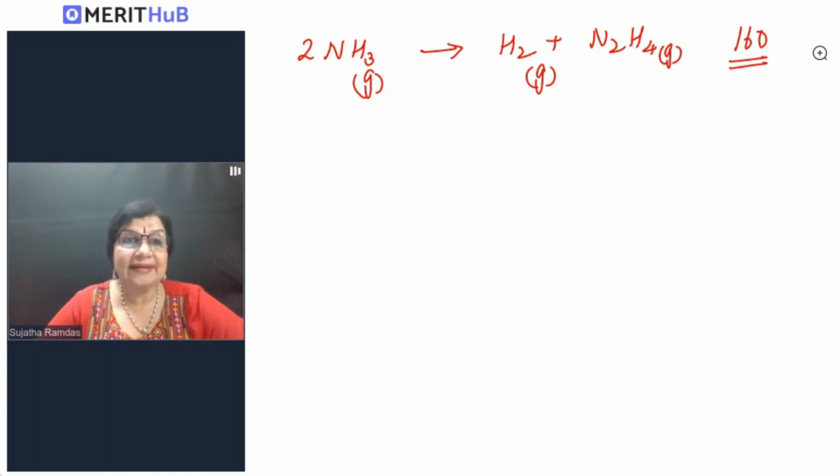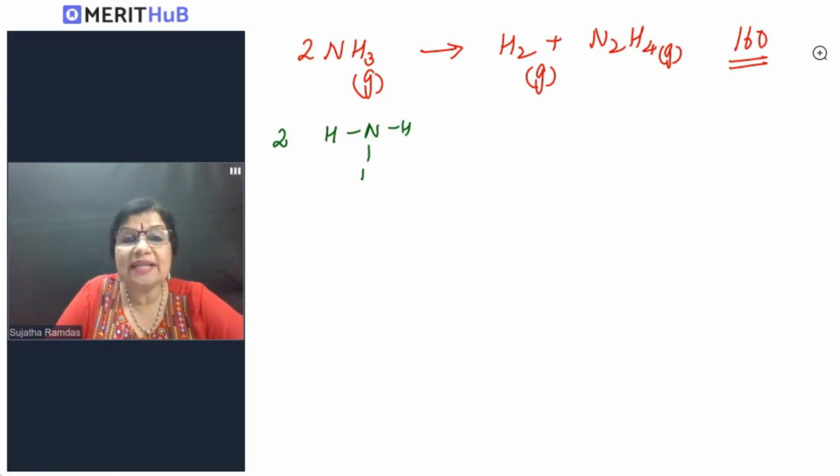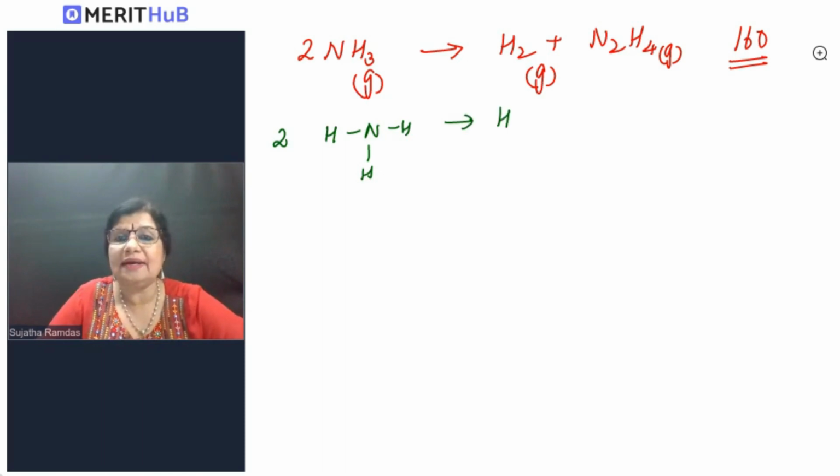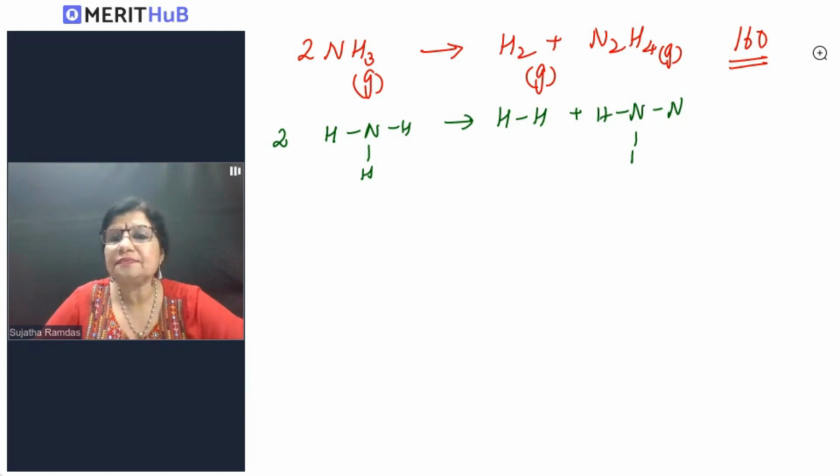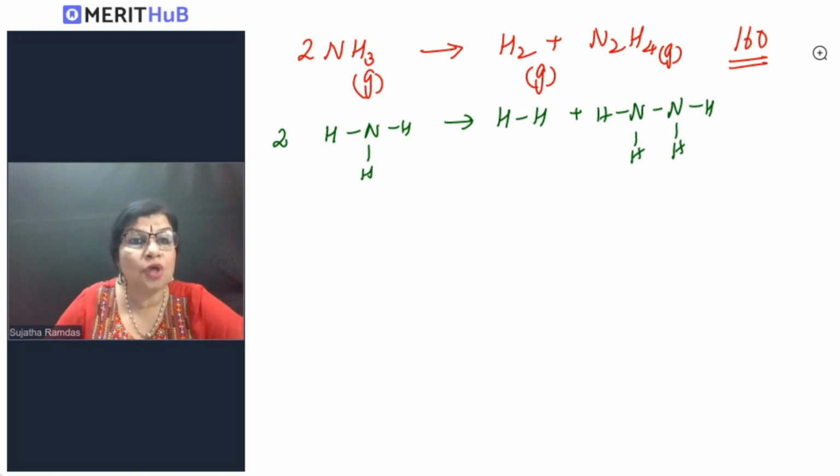Okay, so now let's write down the various bonds. Since we have to find out the bond energy of the NN bond, we have to convert all these to the corresponding Lewis structures and identify what are the bonds involved. So what are the Lewis structures of these compounds? This would be 2 NH3. I'm writing only the bonds, no lone pairs required. HH plus hydrazine is this. This is hydrazine.